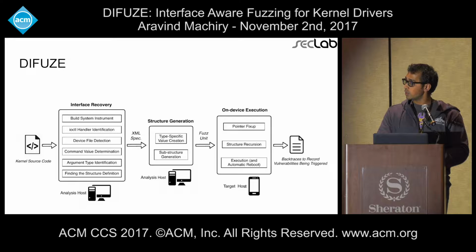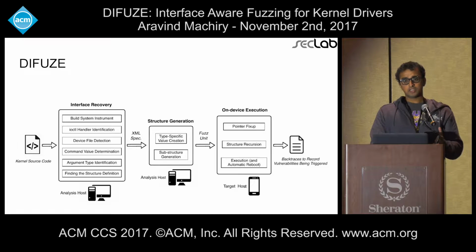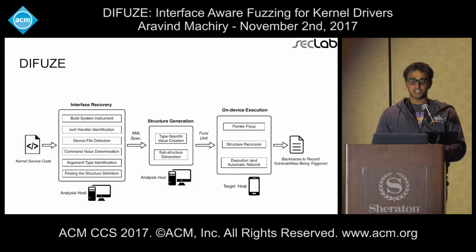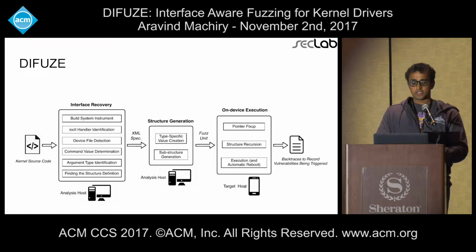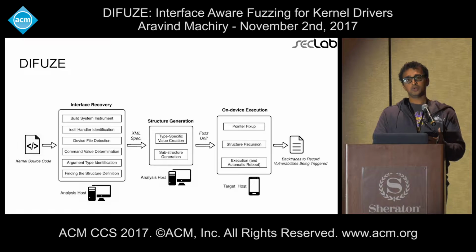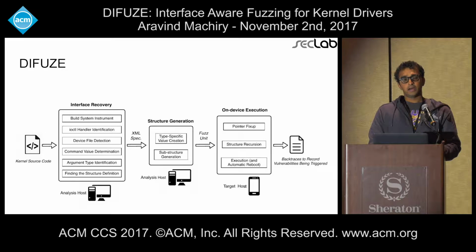This is the overall flow of Diffuse, where the first component is the interface recovery, which uses static analysis to recover the command types, command values and parameter types. The second component is structure generation, which generates the binary data corresponding to the structures. And the third component is on-device execution, which actually executes this random data by making the ioctl system call.